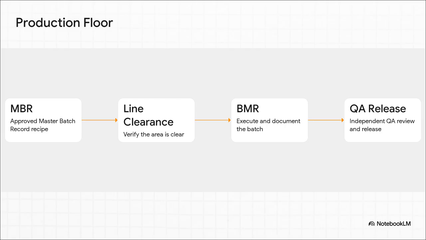You start with a master batch record. That's your approved, validated recipe. Then, before a single thing happens, a rigorous line clearance verifies the area is completely free of the previous batch. After that comes the execution, documented contemporaneously in the batch manufacturing record. Finally, an independent QA professional reviews all the in-process controls and documentation before ever authorizing batch release. It's this exact step-by-step discipline that prevents cross-contamination.